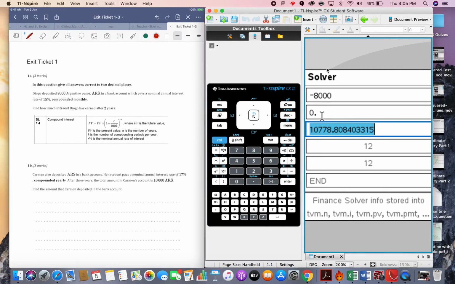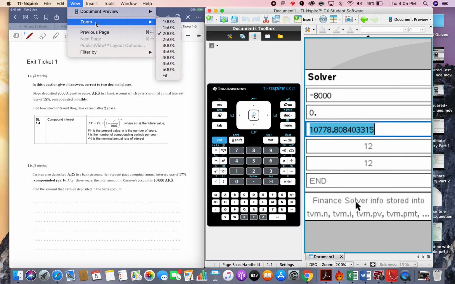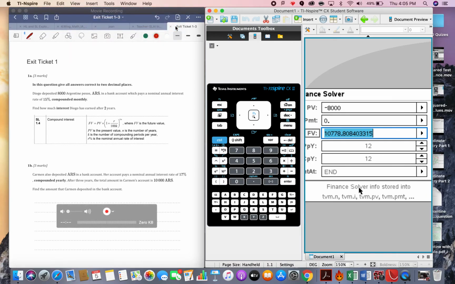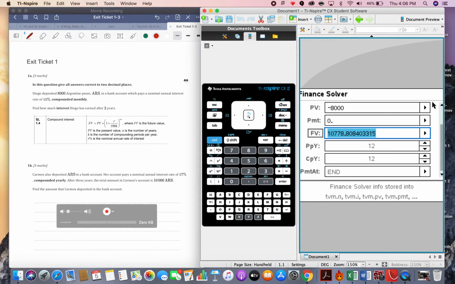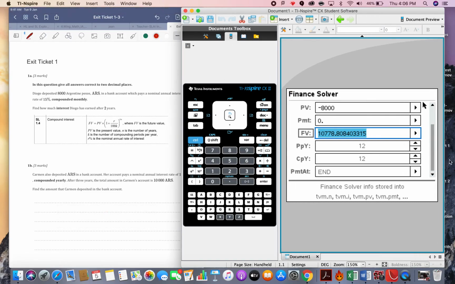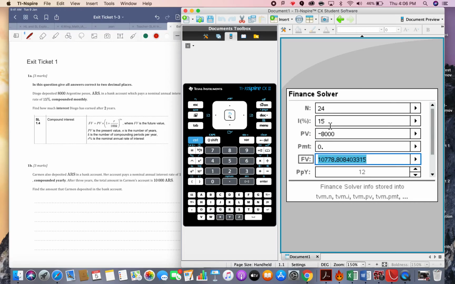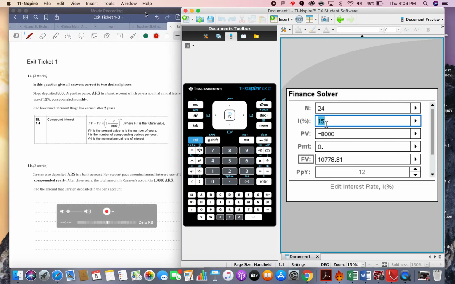So let's get this up. Let's just get the view of the TI-Nspire a bit smaller so I can see it on the screen. Ah, there we go. Just need to try and make this fit a little bit better, guys. There we go. Okay, so if I scroll up here, the interest on this second question is 17%.